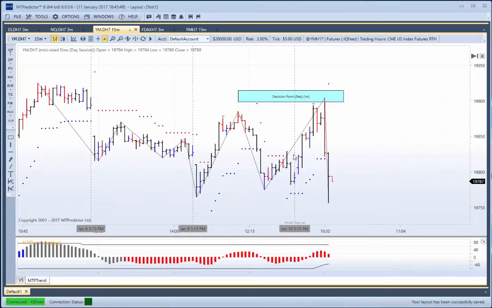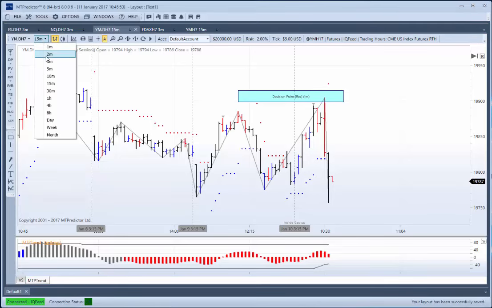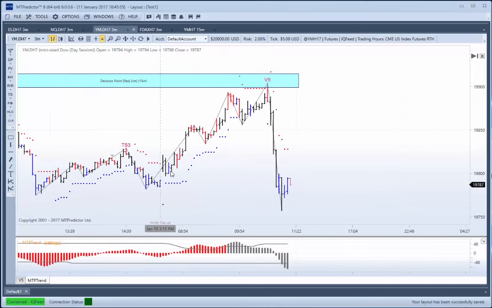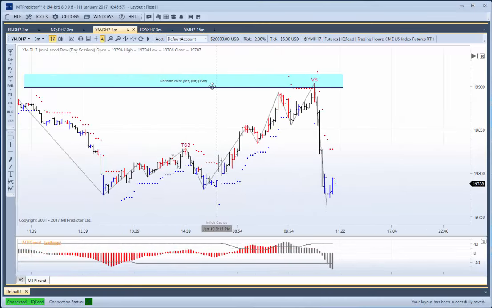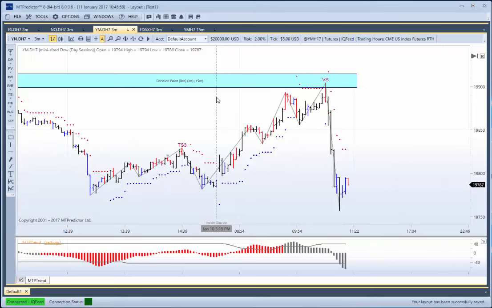And look what happened. The market rallied up and look where the high unfolded. If we now go down to the 3-minute chart, can you see that? That was our 15-minute resistance zone on our chart that was there before the market even opened, and the market rallied up, and that's exactly where our VS setup unfolded.